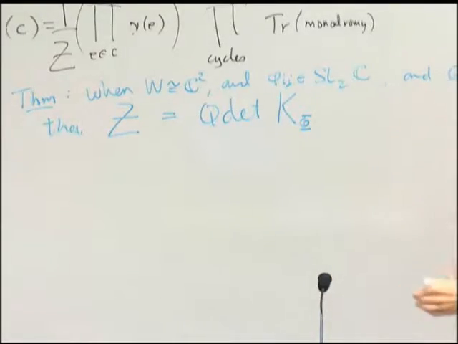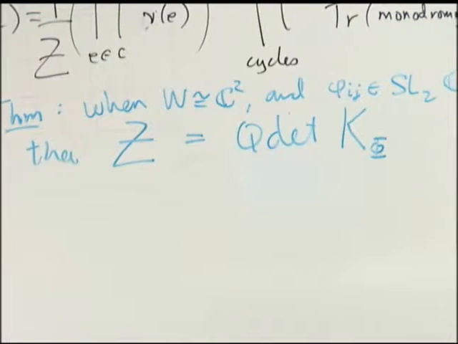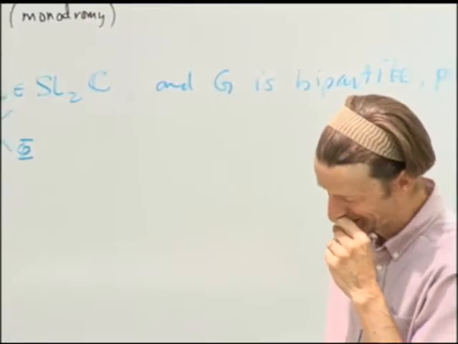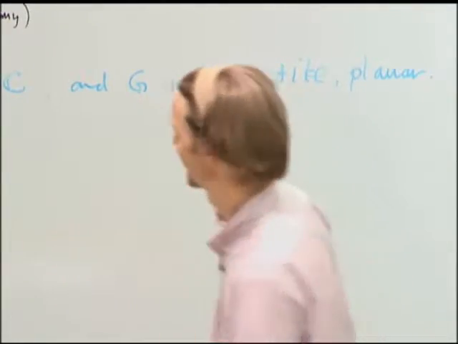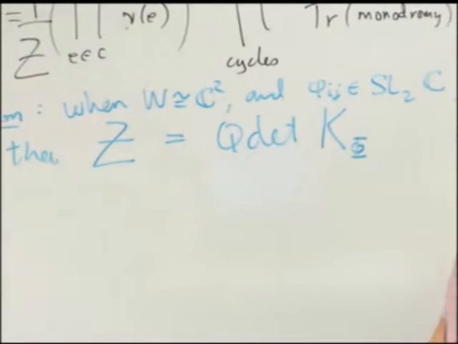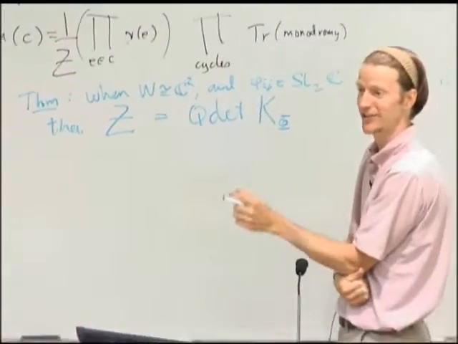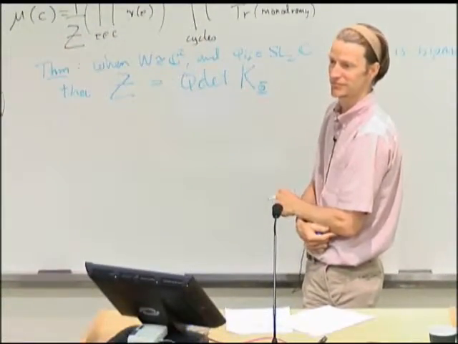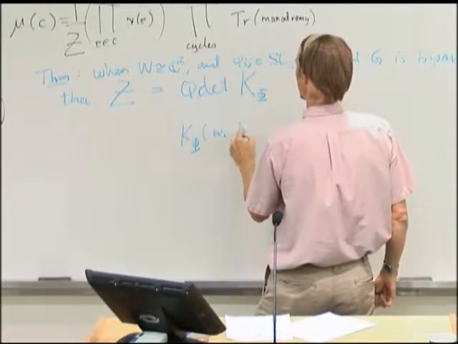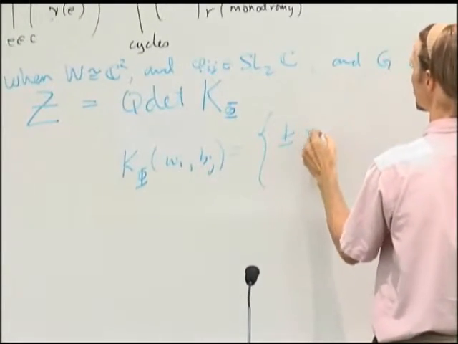What is the Q determinant of K? That will take at least a few seconds to describe. Well, what is K? Let me tell you about K. That's the easy one. K is just like the adjacency matrix, the Kasteleyn matrix from before, with the weights, except that each edge weight now gets multiplied by the corresponding matrix. So K_phi of Wij is going to be plus or minus the same signs. Then there's going to be the edge weight.